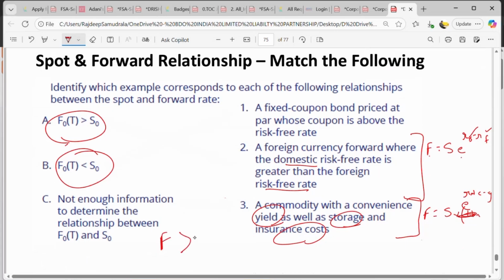Forward is greater than spot always if the R is greater, है ना? Because it's forward equal to spot into 1 plus R. अगर R ज़्यादा है, 0 से ज़्यादा है, तो your forward will always be greater. But it is possible that the R could be lesser also. Correct? R negative कैसे हो सकता है? अगर yield ज़्यादा है, right? So in that case, when you have yield, you're going to end up having a lower forward rate. Clear? Look at this one. A fixed coupon bond priced at par and the coupon is above the risk-free rate.